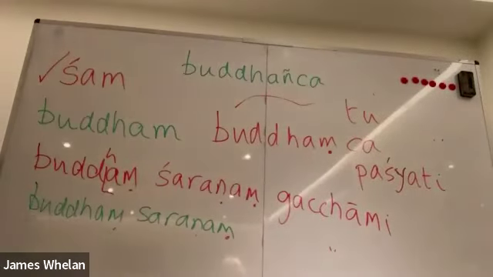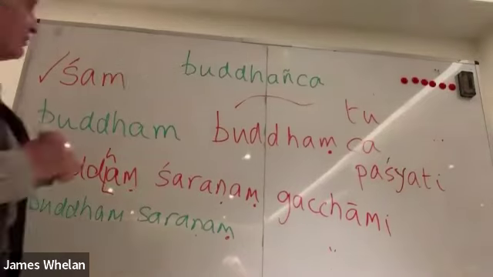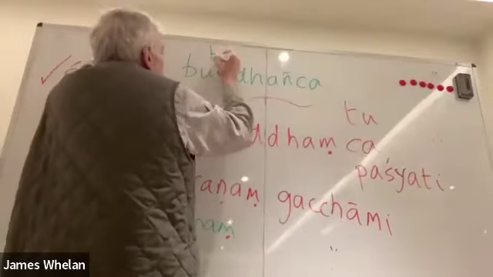It happens only with a very few short enclitic words. Enclitic words are ones that are just tacked onto the end of the one before. Another one is ti, budhan ti, the quote. Sometimes that would be written, as you often see it, written like this.